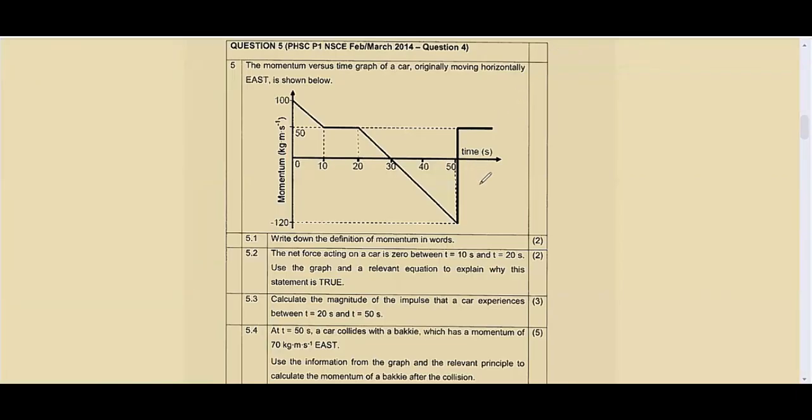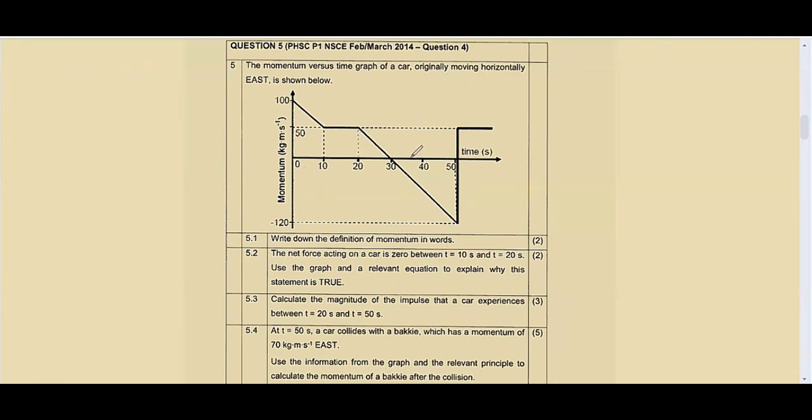Okay, so now to do questions from past exam papers. We have question 5 here, which is an extract from Physics Paper 1, NSC, February/March 2014, question number 4. Then we are given here the momentum versus time graph of a car, originally moving horizontally east, as shown below. Now, when you are given a graph like this, this is what I want you to understand.